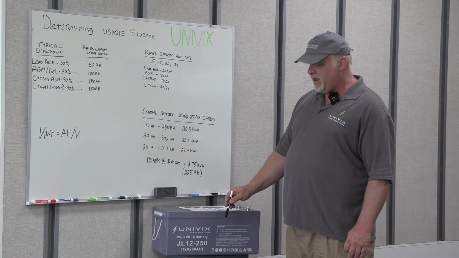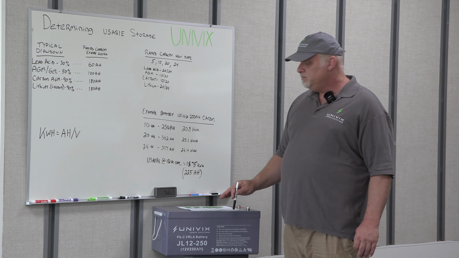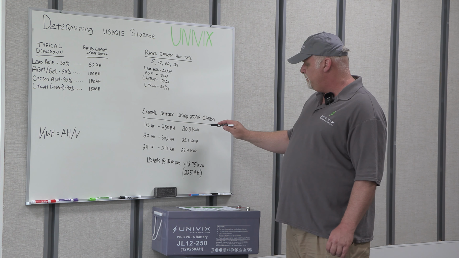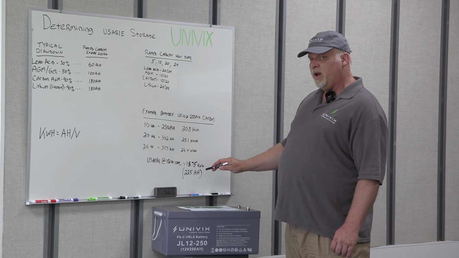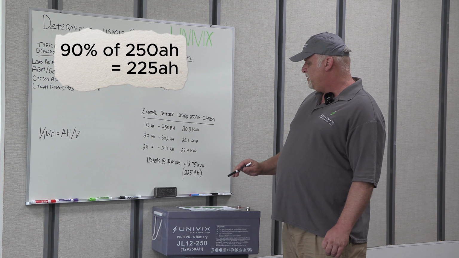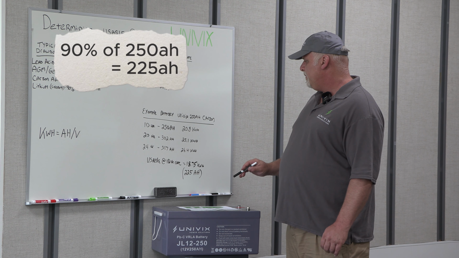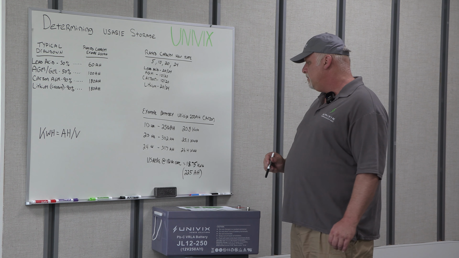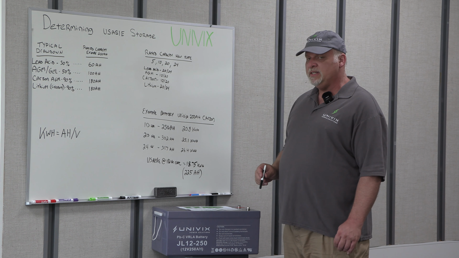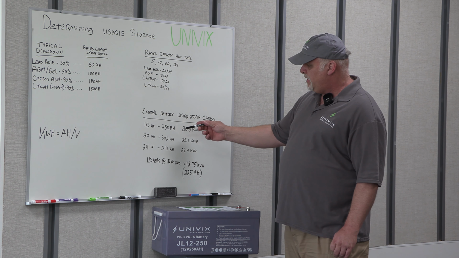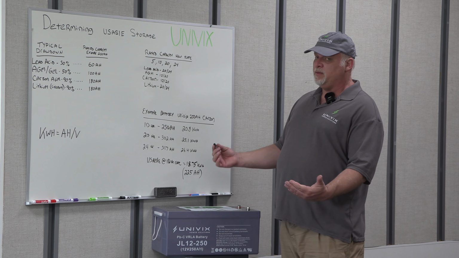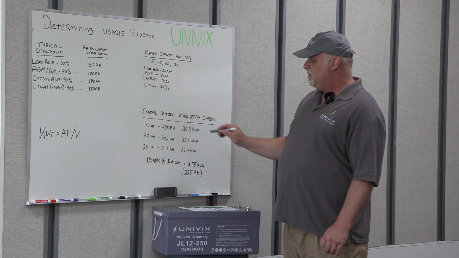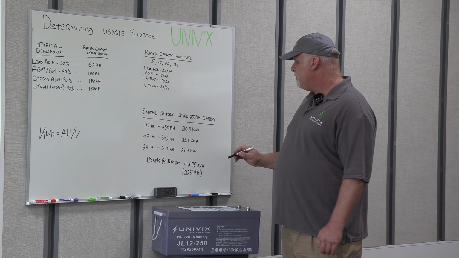So our 250 ampere hour battery, which is at a 10-hour rate, is actually 250 ampere hours. Because it's drainable to 90%, that gives us a capacity of 225 ampere hours. If we were to rate our battery at 20 hours, it's 302 ampere hours, and 24 hours is 317 ampere hours. So you can see as we increase the hour rating, it makes the battery look a lot better. But in conventional usage, you're going to be around the 10-hour rate.